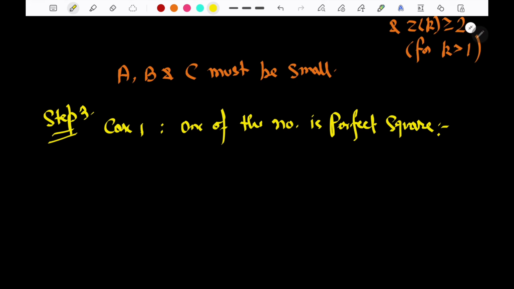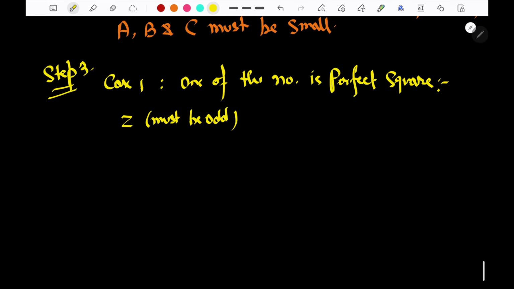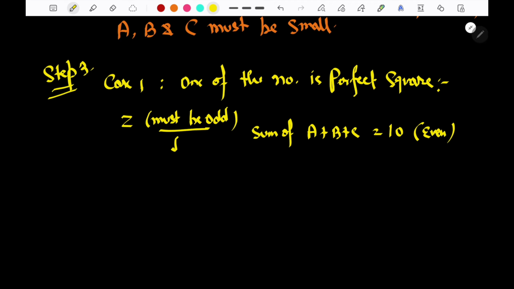It means tau must be odd. Must be odd. Why? We already discussed this. If one of the numbers is a perfect square, its tau value must be odd. Now the sum of a plus b plus c is equal to 10, which is even. It means if tau must be odd, there must be an even number of odd terms.